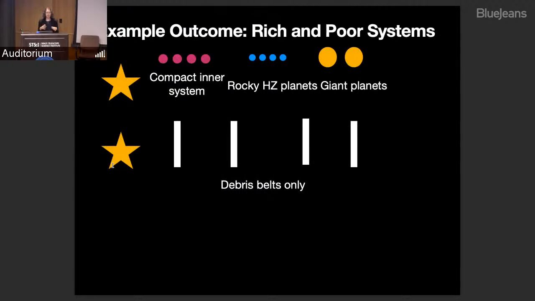For example, we might find as we explore that some systems have it all. They have compact inner systems, they have rocky habitable zone planets, they have gas giant planets. Other systems only have debris belts. I mean, debris belts are great, so maybe it's not a bad thing, but there might be quite a range in terms of the inventory of what's in each system.